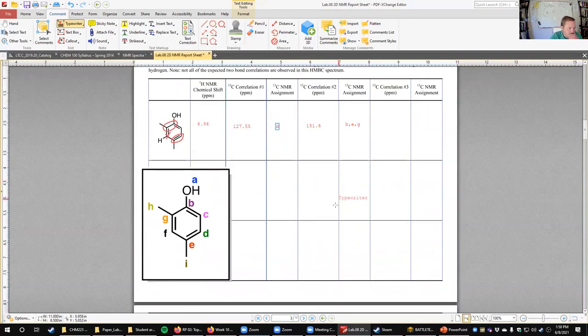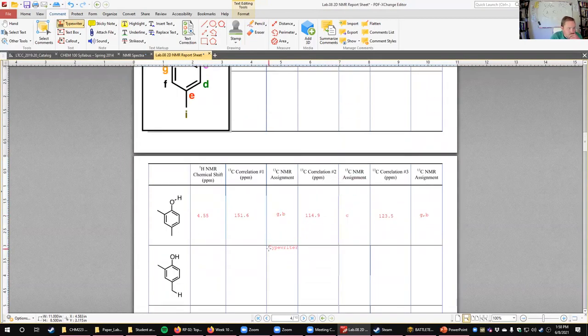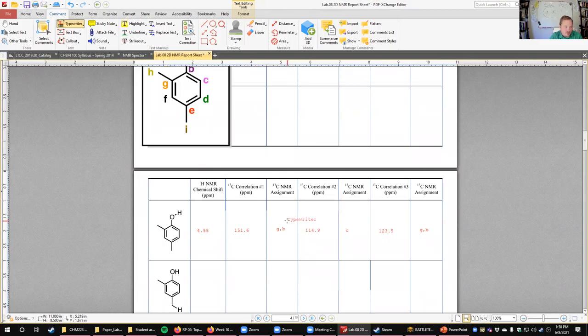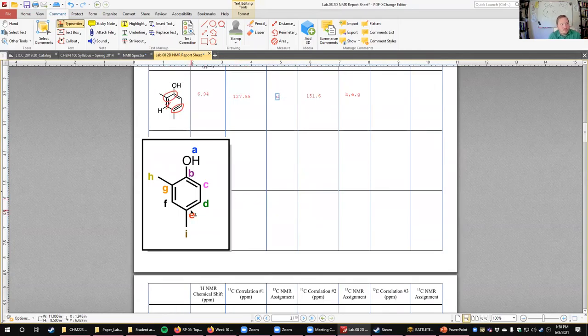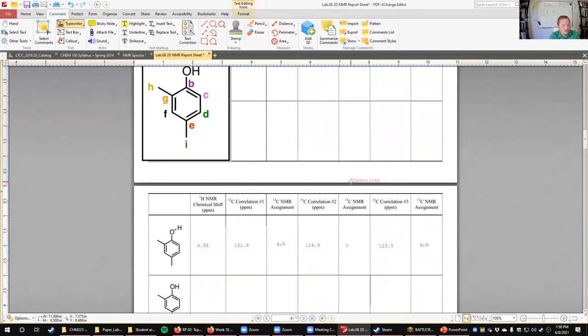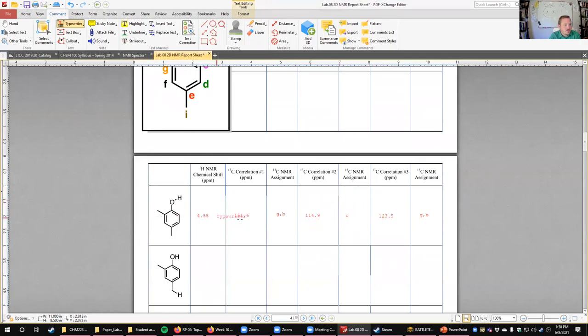So the other carbon that it could be that's showing up here at the bottom, that 151, could be B or it could be E or it could be G. Although down below we already figured out that 151 could only be G or B. E was not on one of our possibilities here. So this signal at 151 can't be E.